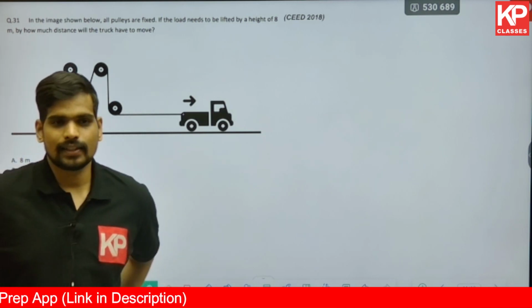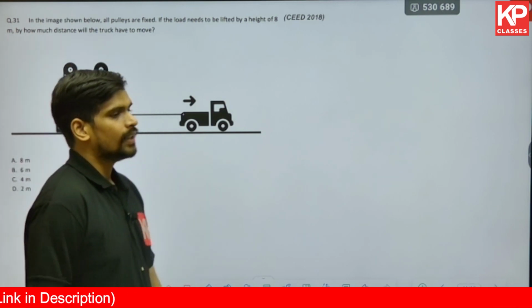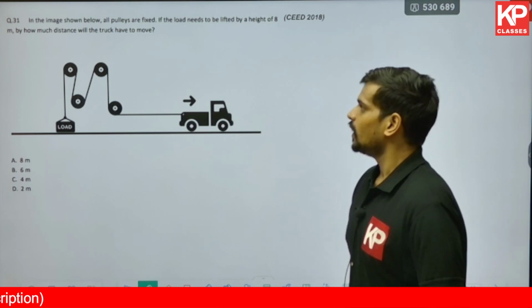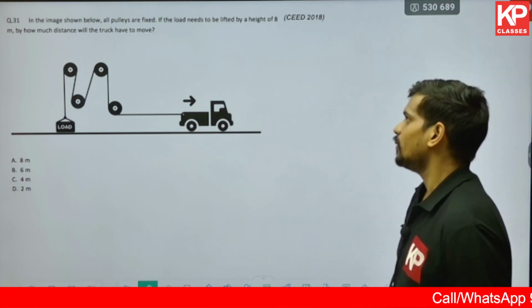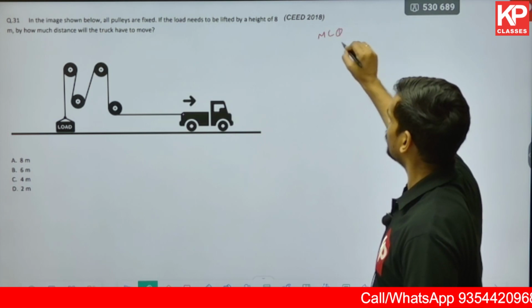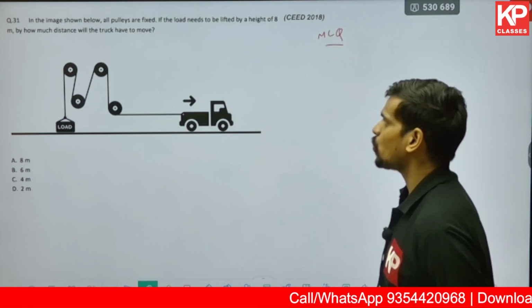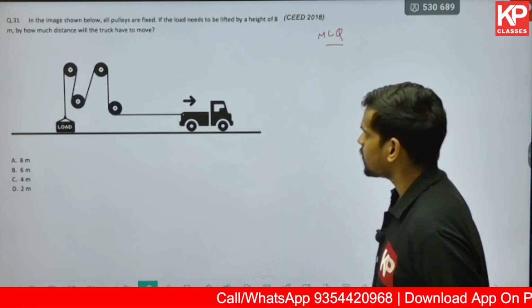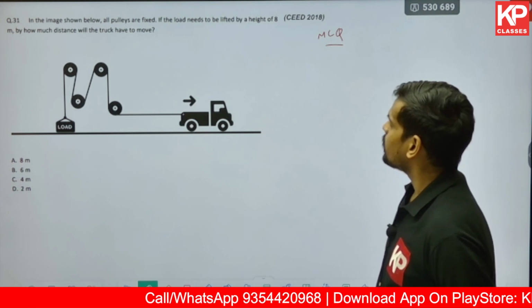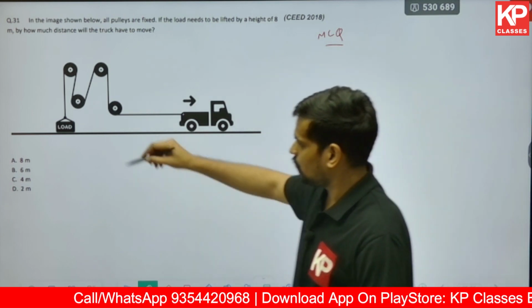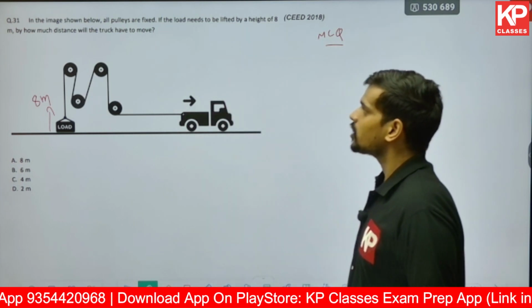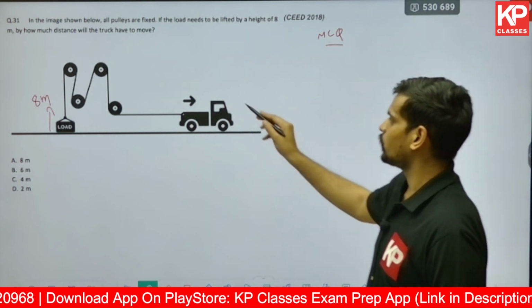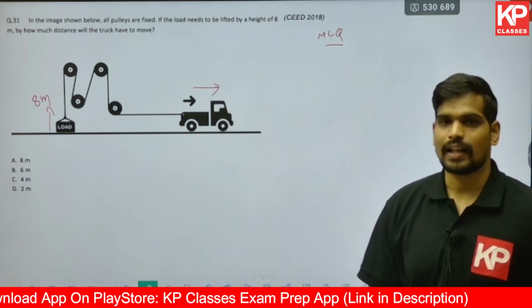This is also a past CEED question from the year 2018. This is based on distance moved. So let us look into it. In the image shown below, this is a multiple choice question. In the image shown below, all pulleys are fixed. If the load needs to be lifted by a height of 8 meters, how much distance will the truck have to move?